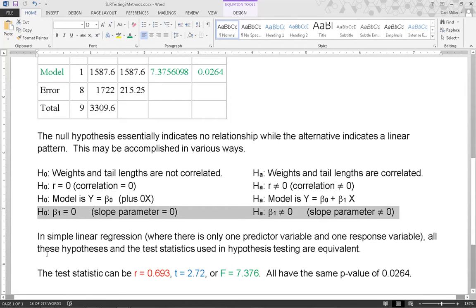Now in simple linear regression, where there's only one predictor variable and one response variable, so we have one x and one y, all of these hypotheses and the test statistics you use are basically equivalent. They're just different ways of looking at the same thing. It's like ice and drinking water and steam really are just three manifestations or forms of the same thing, which is water.